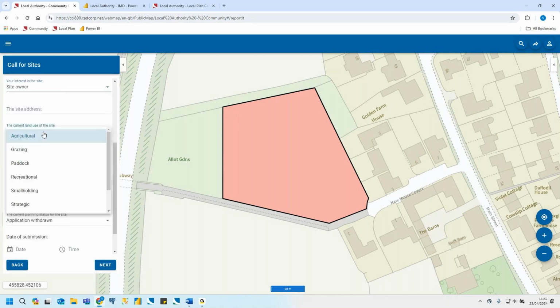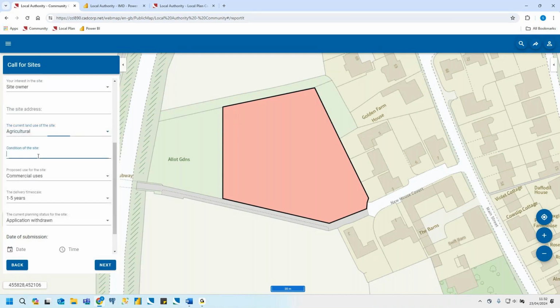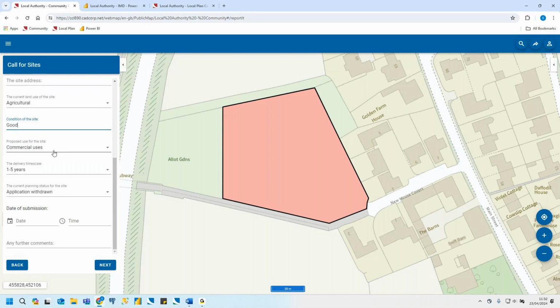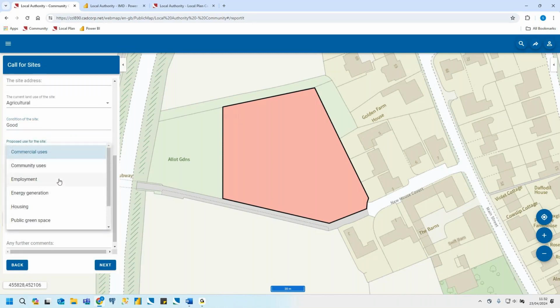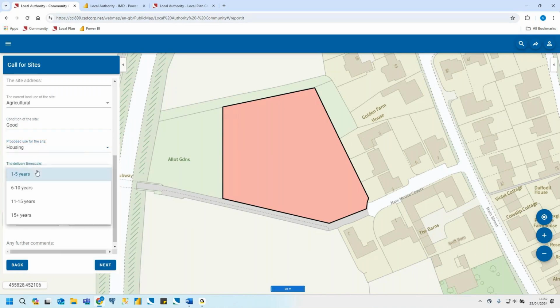What is it currently being used for? Let's say it's being used for agricultural at the moment. The condition of the site is good. What do I want to propose the site for? In this example, I want to propose it for additional housing. I believe I can deliver that within 1 to 5 years.